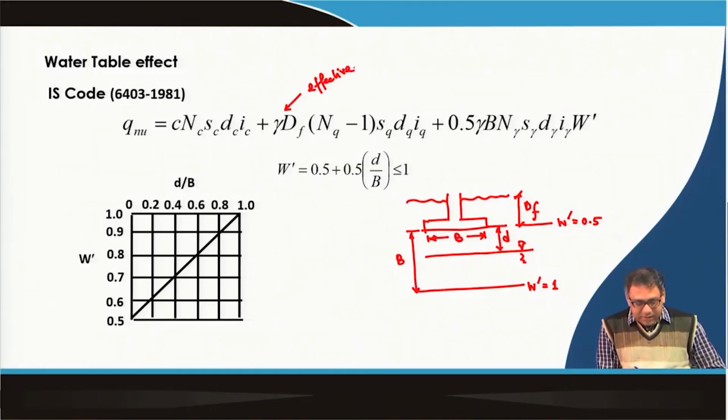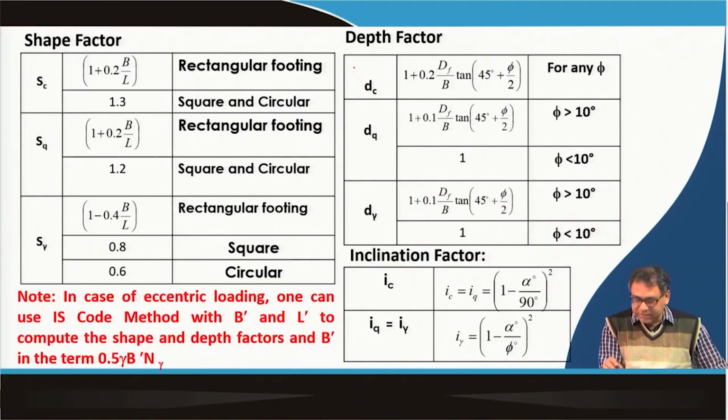And the other factors, shape factor, depth factor, inclination factor, you will get by using these charts. The shape factors for rectangular, square and circular footing, Sq and S gamma, you will get from this table. Depth factor also I will get from this table. It is valid for phi greater than 10 degree with this equation, and Dc varies for any phi, and Dq and D gamma are taken as 1 if phi is less than 10 degree. If greater than 10 degree then this equation we can use. Inclination factor also I can use by these equations. So, we will get the shape factor, depth factor, and the inclination factor.